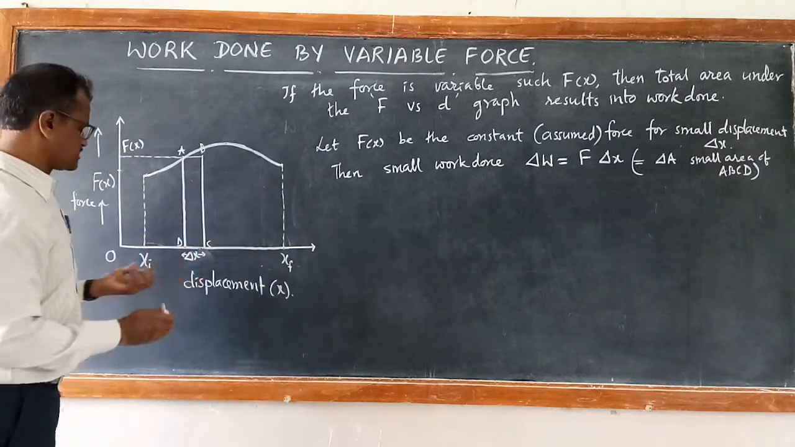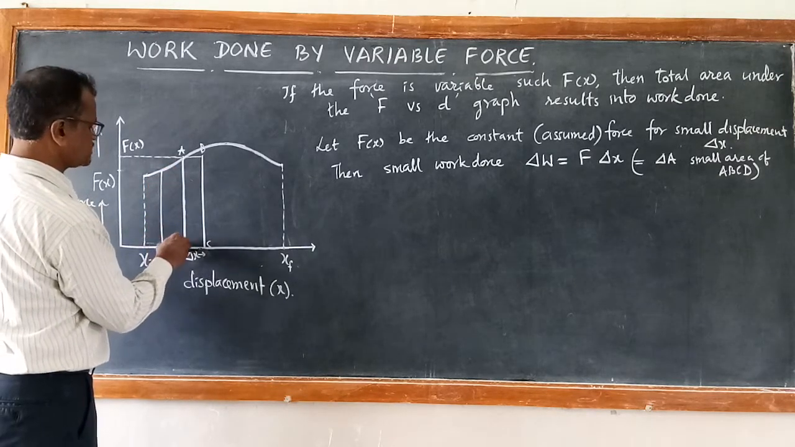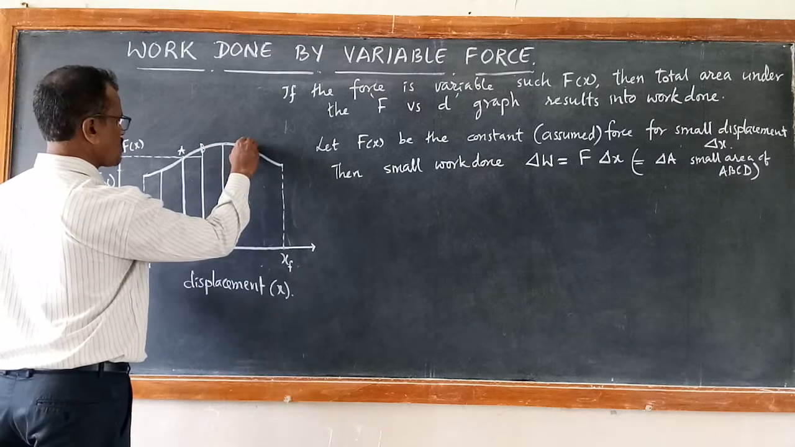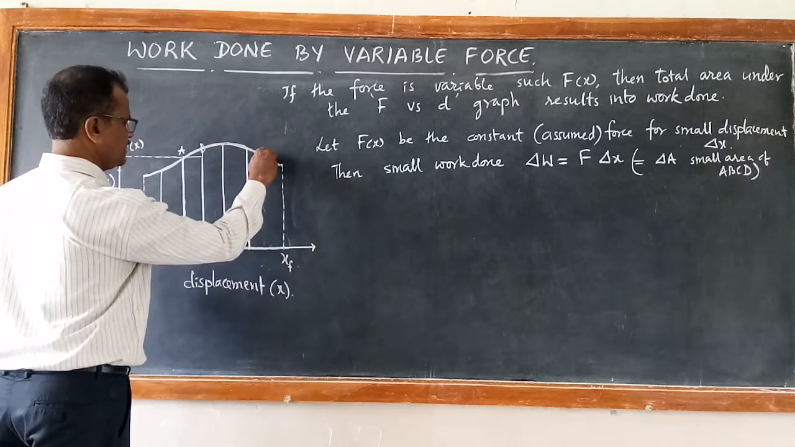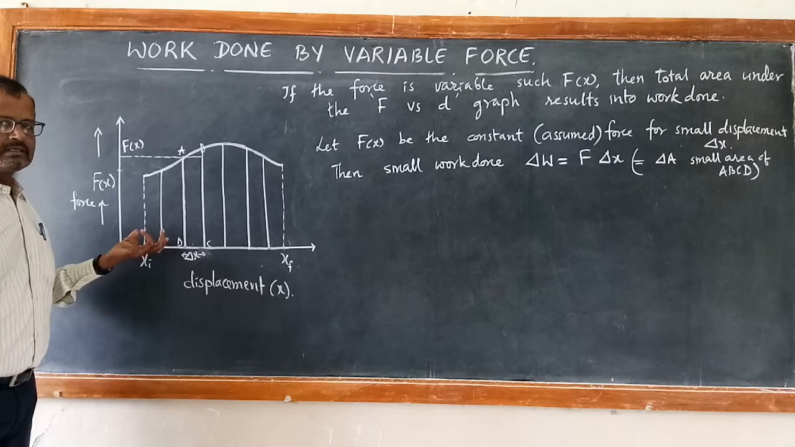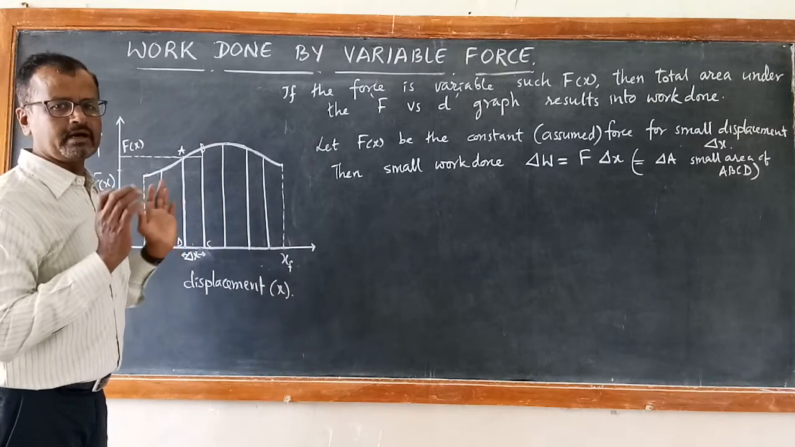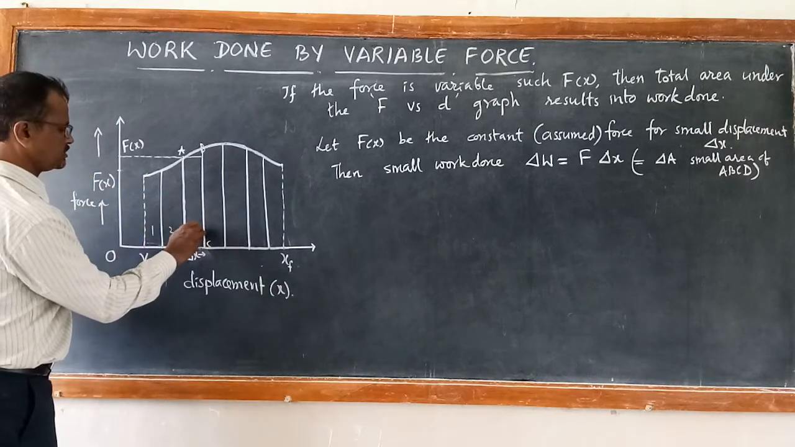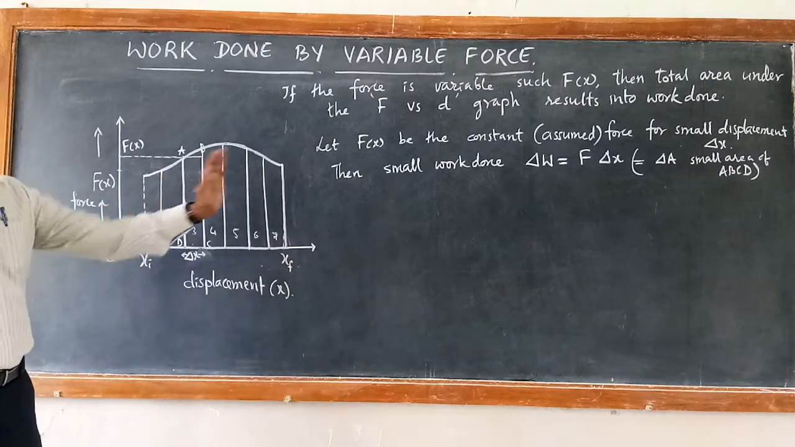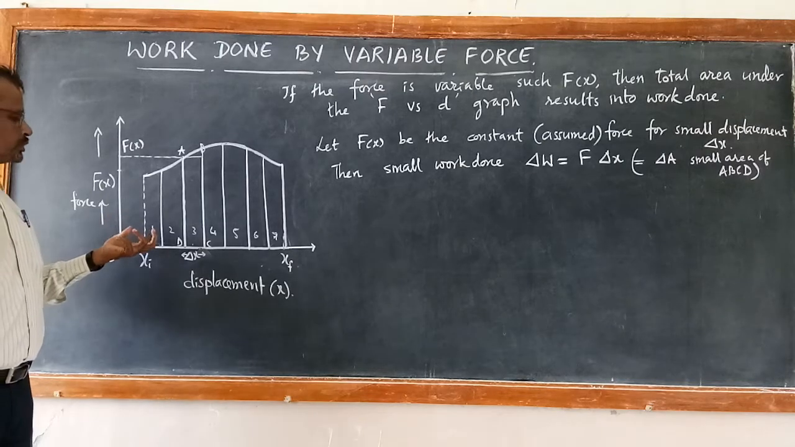So now what I will do, throughout this area under the graph, I will go on making such small displacements: delta x, delta x, delta x, delta x, delta x, and delta x. Then the procedure is to calculate the area of all these individual strips. Then add all those individual areas. If you add these, let us say 1, 2, 3, 4, 5, 6, 7 areas, then you will get the total area under the graph, right?